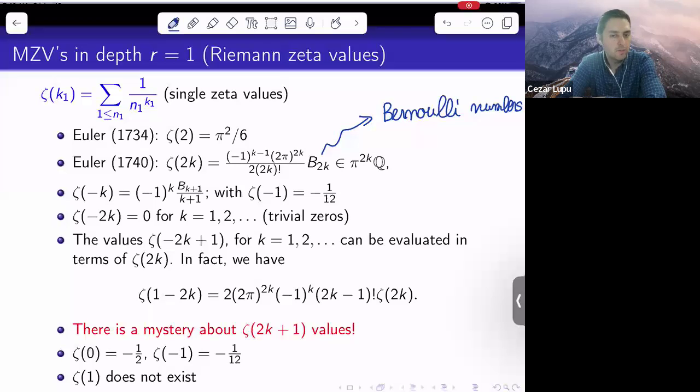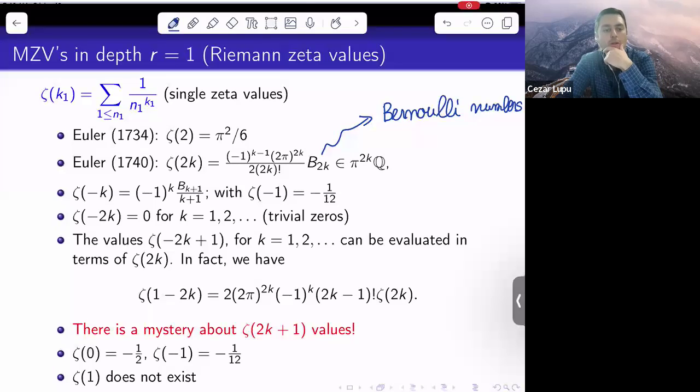It has an analytic continuation to the whole complex plane where s equals one is a pole of residue one, but basically we can go beyond the domain and we can compute these values. For example, in particular, zeta of negative one is negative one over 12. And of course we have the trivial zeros, which can be achieved in many ways.